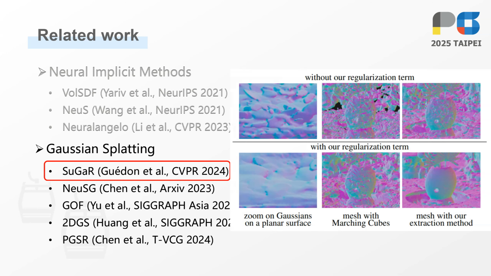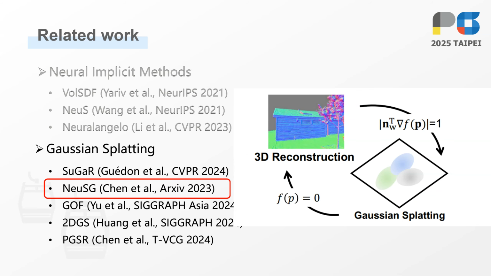First, let's discuss Sugar. This approach utilizes a regularization term to flatten the 3D Gaussians, aligning them closely with the object surface. It then samples surface points by applying a uniform threshold. However, due to the inherent volumetric nature of Gaussians, this sampling process often introduces noise, resulting in suboptimal reconstruction quality with artifacts and inconsistencies. NeurSG jointly optimizes both Gaussian representations and neural implicit surfaces.